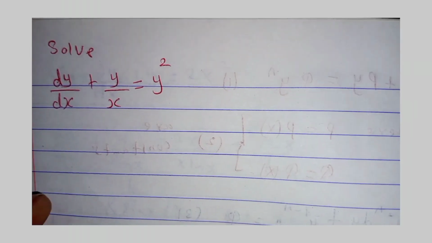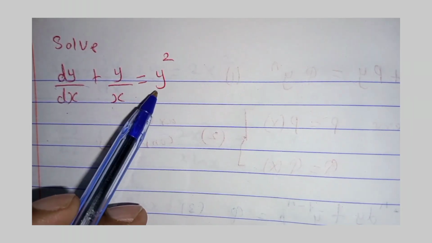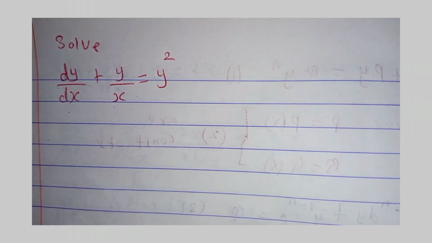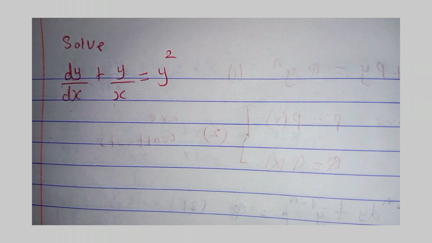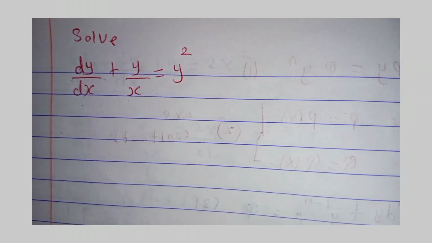Solve the following equation, whereby you are given dy over dx plus y over x is equal to y squared. This is an ordinary differential equation which is nonlinear.